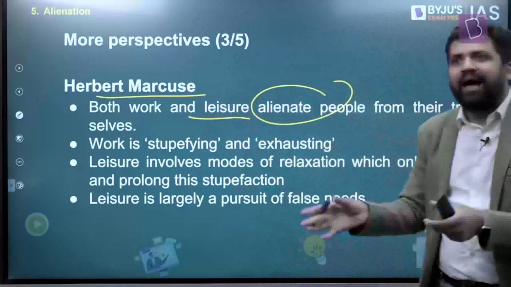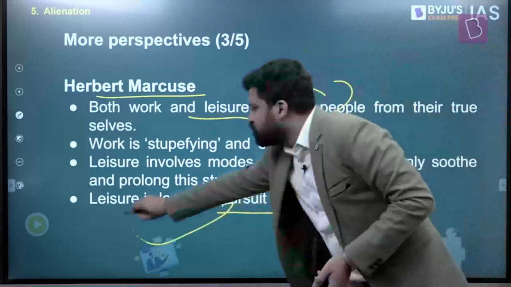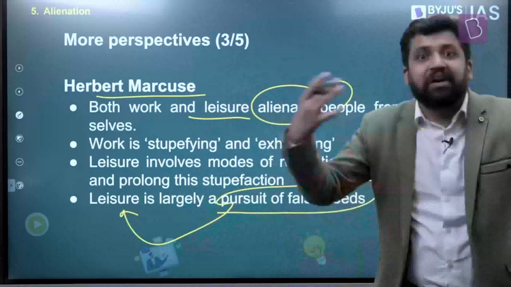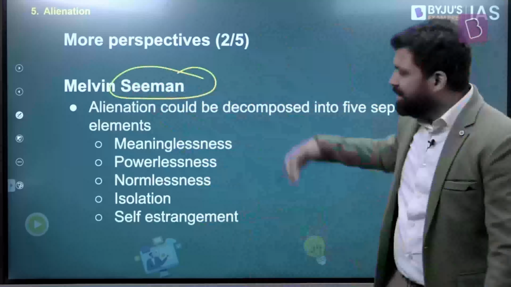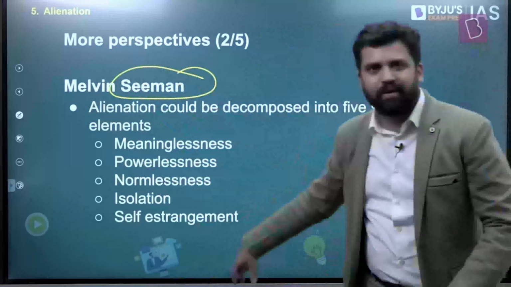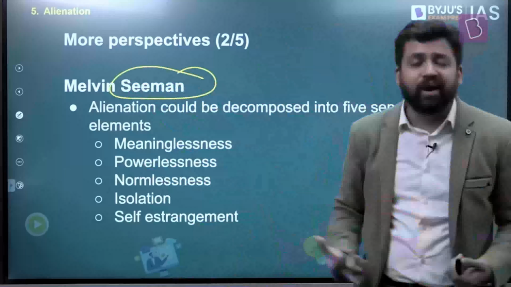So work and leisure both are leading to alienation. Right? And you are just trying to pursue false needs through leisure. You're not able to get into that happy, contented state. Leisure just relieves you up to some point. Melvin Seeman says alienation has 5 components: meaninglessness, powerlessness, normlessness, isolation, and self-estrangement. All these things are happening. Right? Norms don't exist, you don't have power, and you are finding it difficult to find meaning in life.